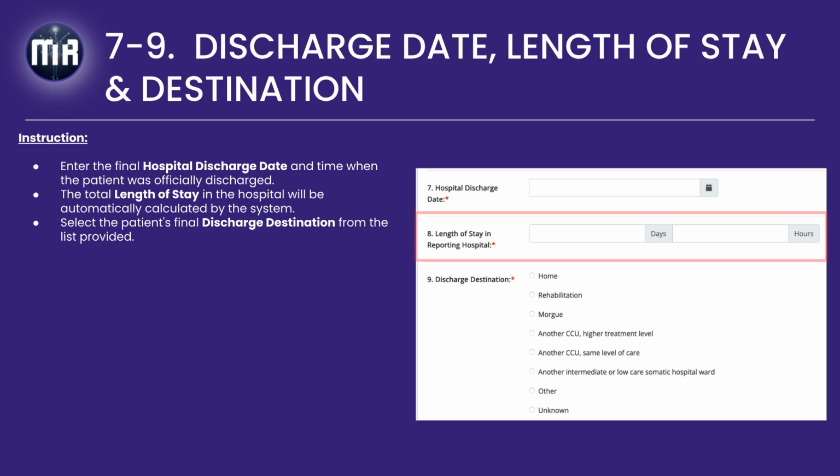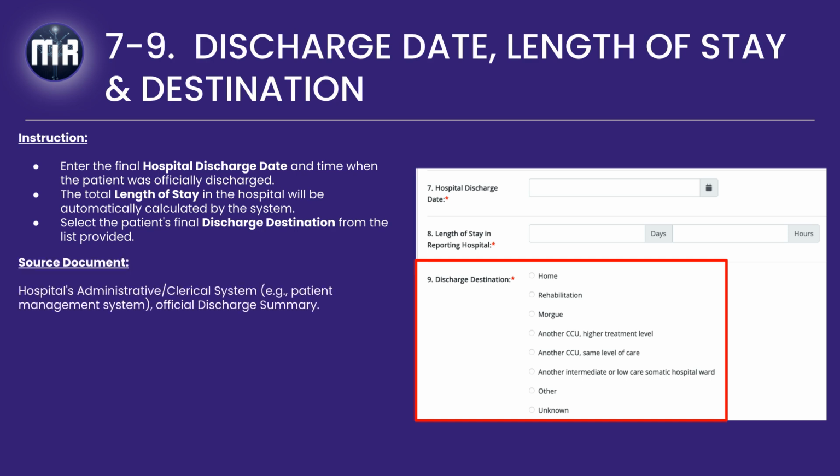Next, for field number 8, length of stay, you are not required to enter any data. This value will be automatically calculated by the system, based on the admission date and the discharge date you have entered. Finally, for field number 9, you will select the patient's final discharge destination from the list provided. The source for this information will be the hospital's administrative or clerical system, or the official discharge summary.